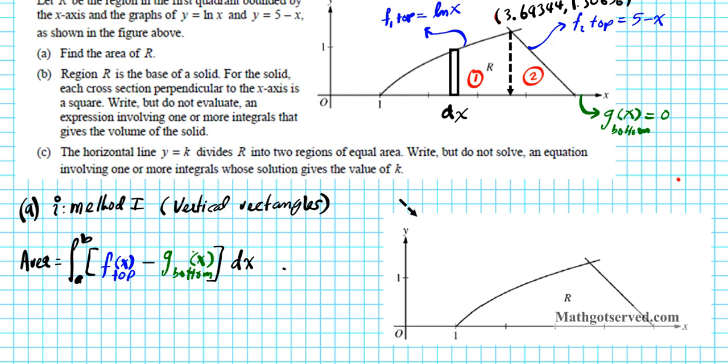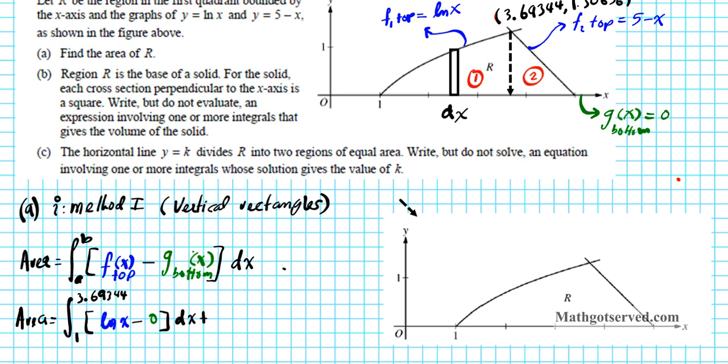So for region 1, we're going to set up region 1 and then 2, okay? So the entire area is going to be the integral from, for region 1, we're going to go from 1 to 3.69344 of the function on the top. Function on the top is the natural logarithmic function, ln x, minus the function on the bottom is 0. Okay, so that's the expression for the area for region 1, dx plus.